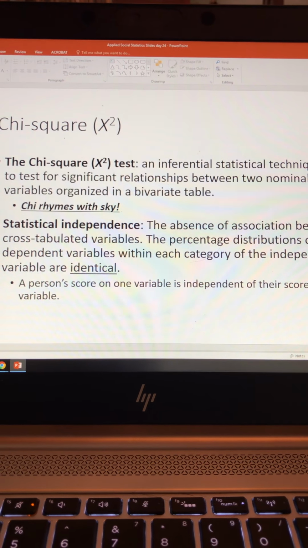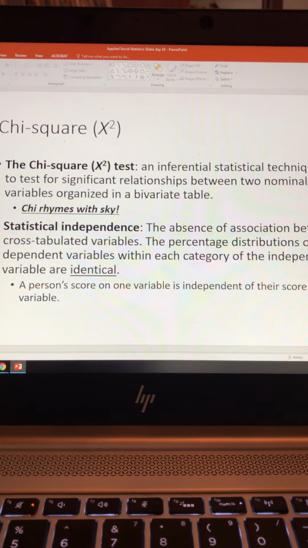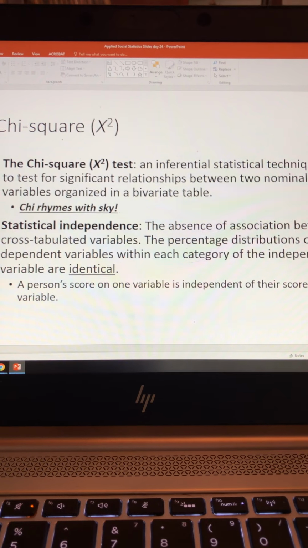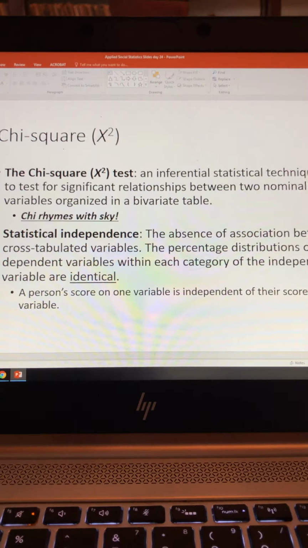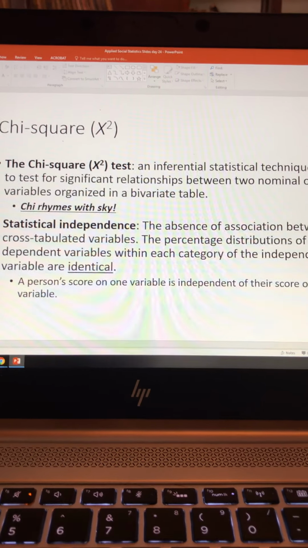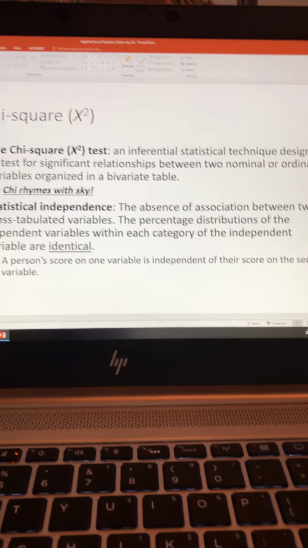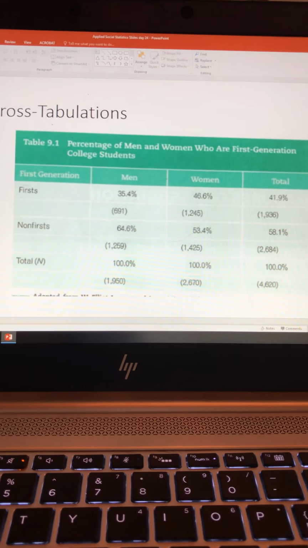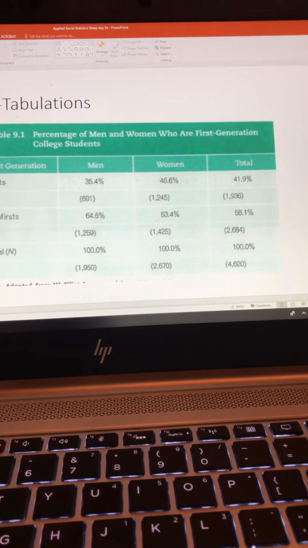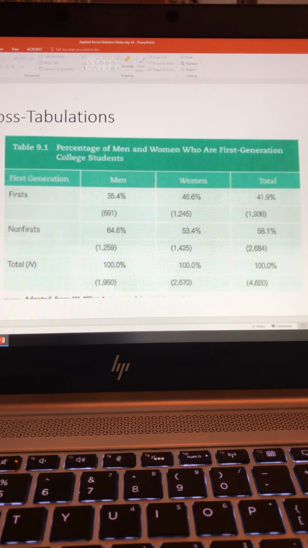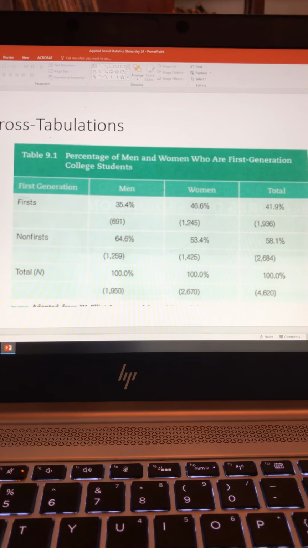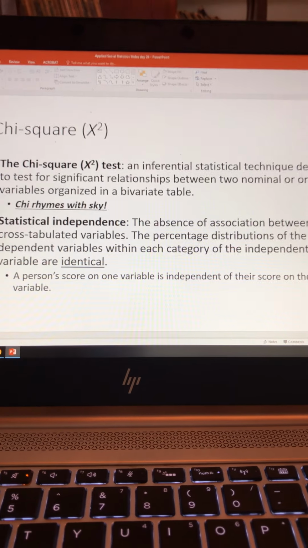Okay, so the main definition of the day. The chi-squared test is an inferential test designed to test for the significant relationship between two nominal or ordinal variables organized on a bivariate table. Exactly what I've been talking about. So looking at a bivariate table and testing to see, is the relationship between generation status and sex significant? Or can we not be sure with any degree of certainty that it is significant?